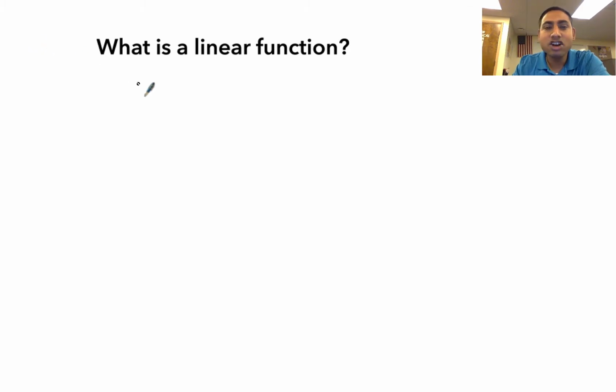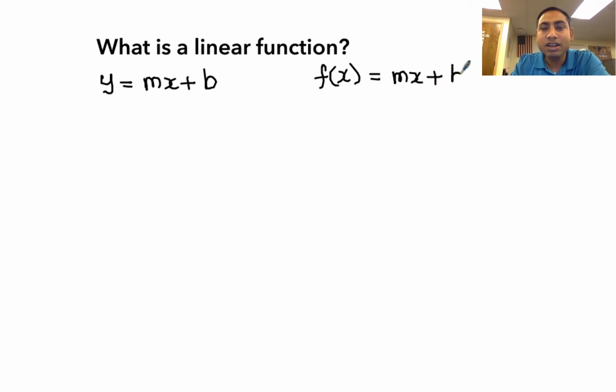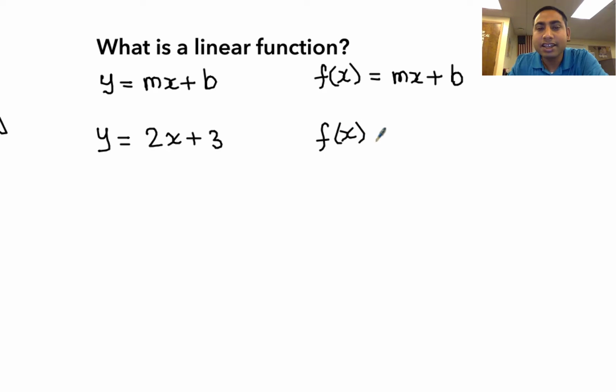Okay, so linear functions are functions that look like y equals mx plus b, or you could also write them as f of x equals mx plus b, where the letters m and b are just any real numbers. For example, this function y equals 2x plus 3 is a linear function, or you could write it in function notation as f of x equals 2x plus 3.